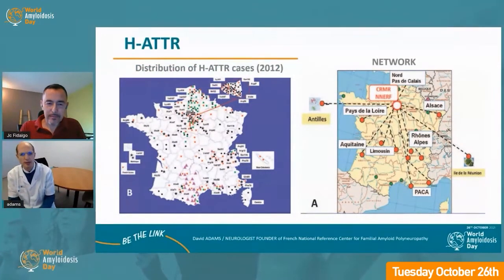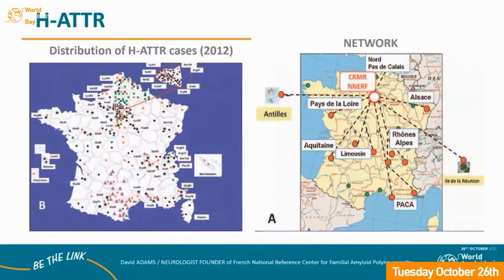This is a map to show how the network works around the national reference of Paris, and we have different regions in France where we have specialists able to do the diagnosis, even in the West Indies, as you can see. And also you will see the diffuse variants of TTR in different areas in France. It's not the same mutation in the north, in the south, but you can suppose any department and in any town you can have amyloid deposits, amyloid disease. Next slide.